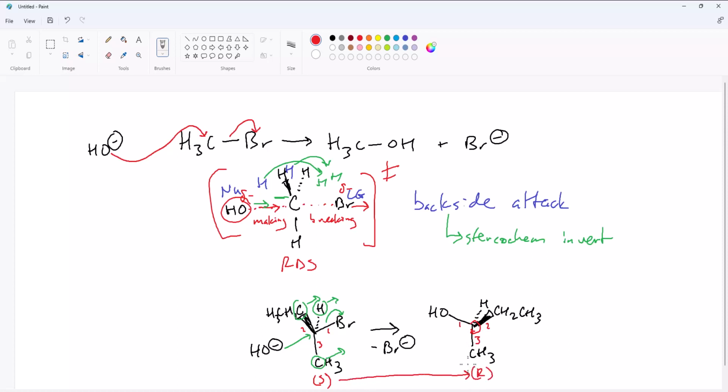We've successfully inverted the stereochemistry, and this is true for all SN2 type mechanisms. If you're attacking at a chiral center, such as we're doing here, then you will invert the stereochemistry. Now, obviously, on the methyl bromide, there is no chiral center, so there is no stereochemistry inversion. But if you're attacking on the chiral center, you will indeed have inversion of stereochemistry.